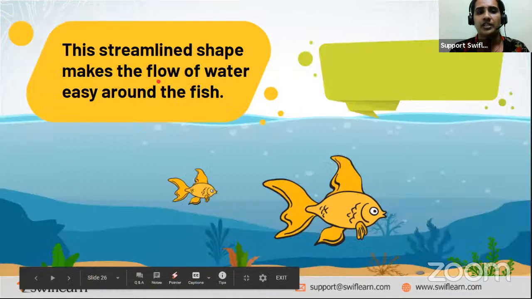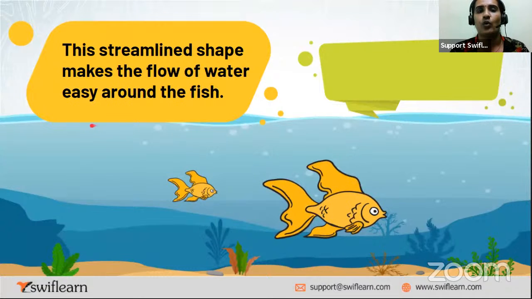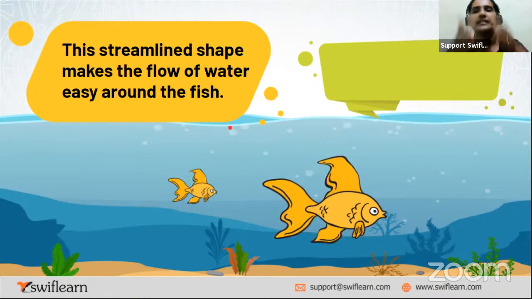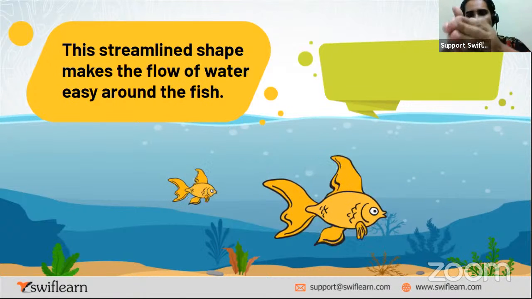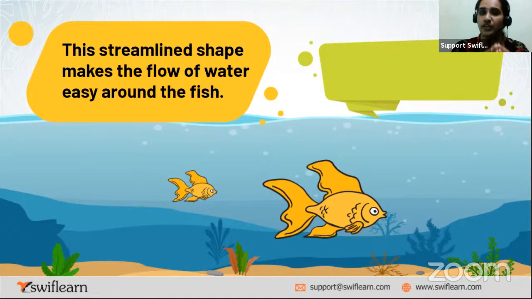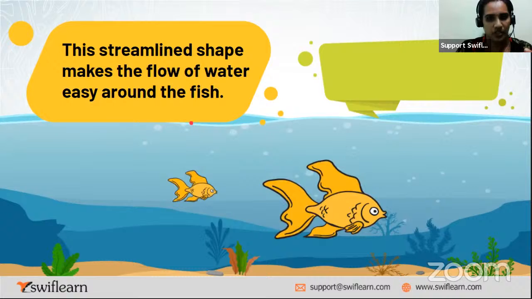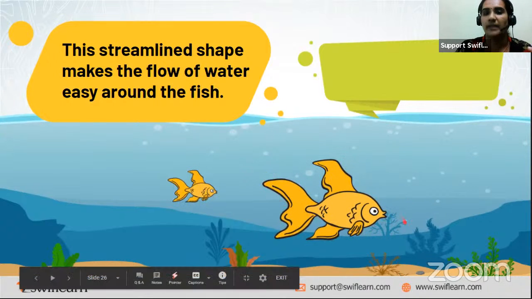Now, the streamlined shape makes the flow of water easy around the fish. You know how the boat is moving. Because of the structure, it is able to move like this. Like that, the fish also, the shape makes it easy to move through the water. You can see how it is moving.